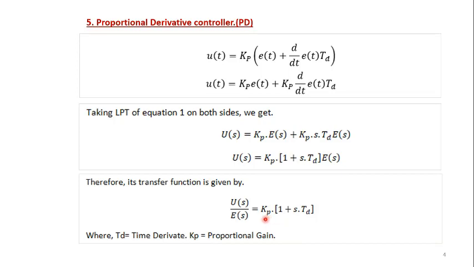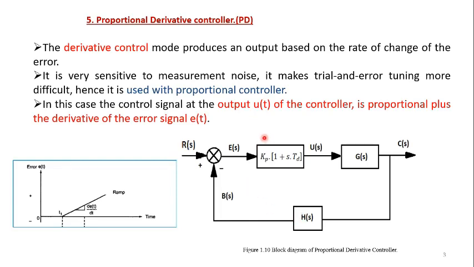So this element, Kp into 1 plus s into Td, is written in the block of our controller. Here in this block it is written Kp 1 plus s into Td.